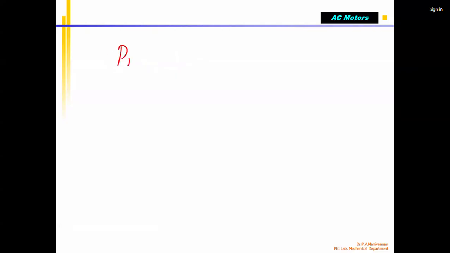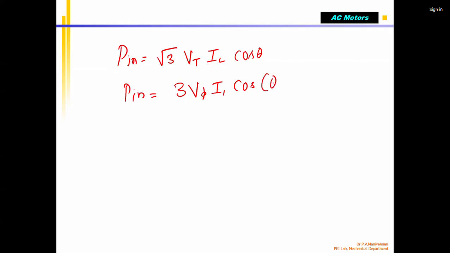One formula is P_in = √3 × V_T × I_L × cos θ. Otherwise, P_in can be computed using 3 × V_phase × I_1 × cos θ_1. So this is called the terminal voltage. This is called the line voltage, L means line, and this is the phase angle. √3 is a constant. Instead of that, if I talk of phase voltage, correct?